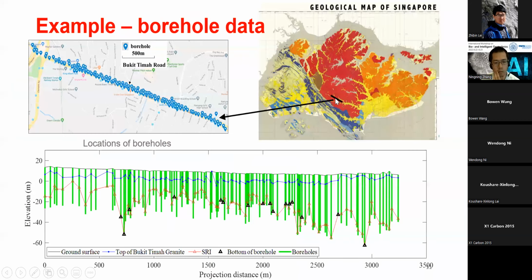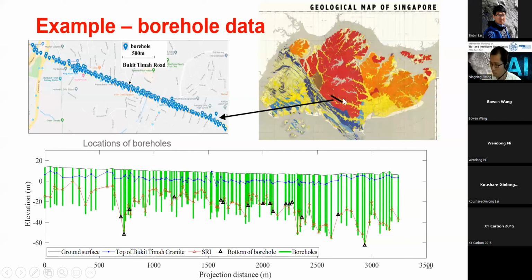So here we use an example from Singapore. We use some borehole data located in the central south part of Singapore. As you can see from these solid lines, these boreholes have revealed the rockhead of the Bukit Timah granite, which is an igneous rock formation in Singapore. It overlies one third of the Singapore island, and is also the base rock of the whole of Singapore.